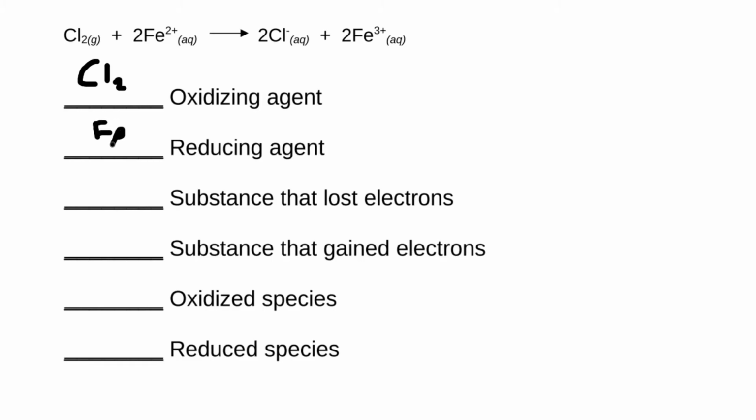A lot of the time the reducing agent will be a solid metal, but in this case it's an ion, since iron has multivalency. It's important to specify the ion, not the element name, because of a factor that will be discussed in a second. So the substance that lost electrons would be the reducing agent, Fe2+, and the substance that gained electrons would be Cl2.